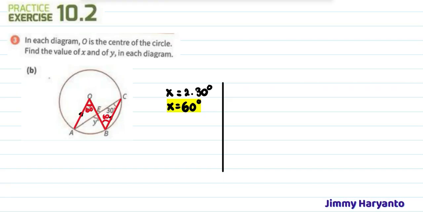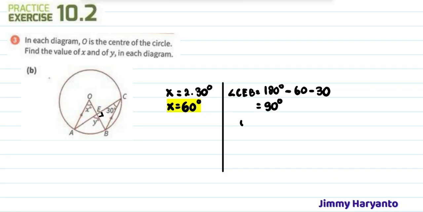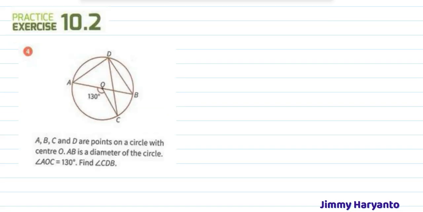So we can use a triangle to find the angle of CEB. So the angle of CEB equals to the sum of triangle, 180, minus this one, minus 60 minus 30. So you will have 90 degree for CEB. If the CEB is 90 degree, that means Y equals to 90 degree also. 180 minus 90, Y equals to 90. There you go.